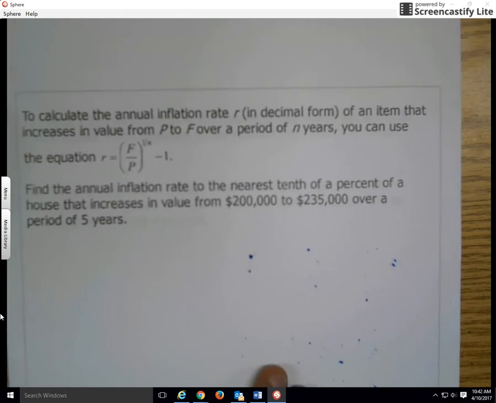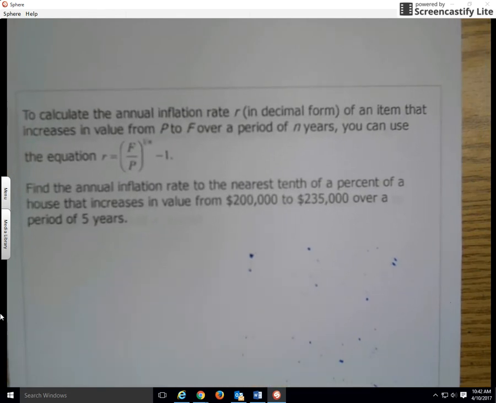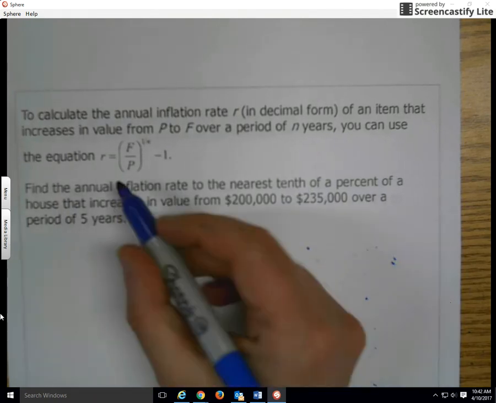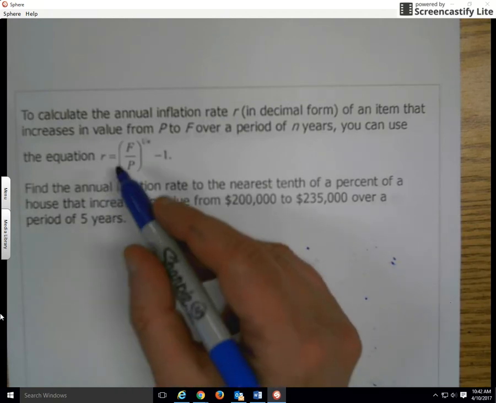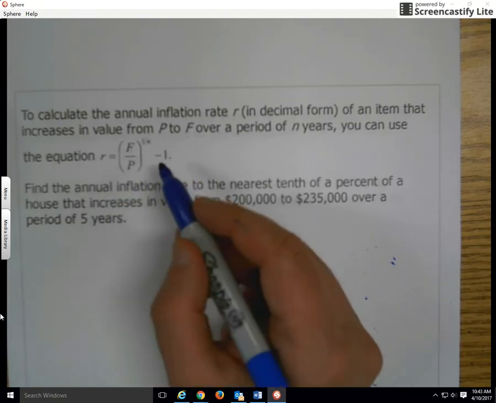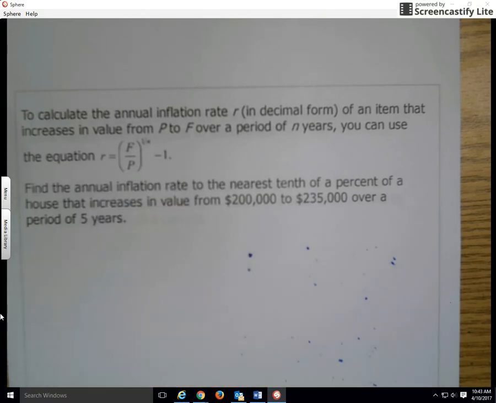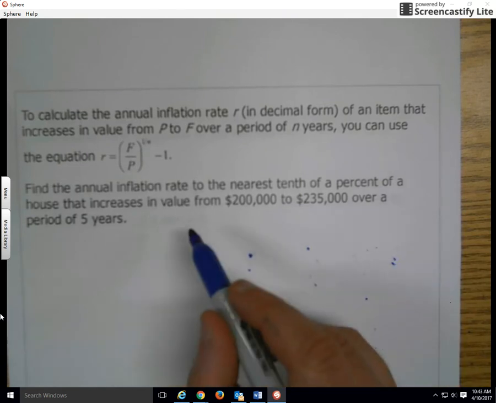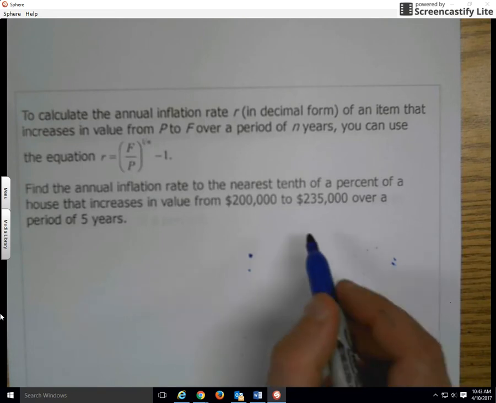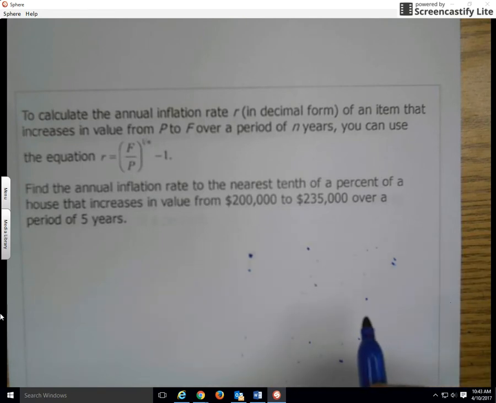Here's another example. It says to calculate the annual inflation rate, R, in decimal form of an item that increases in value from P to F over a period of n years, you can also use this equation. So it tells you a lot of information, but it basically just gives you the equation. R equals F over P to the 1 over n, minus 1. So this formula they found to always work. Nice. Okay. Find the annual inflation rate to the nearest tenth of a percent of a house that increases in value from 200,000 to 235,000 over a period of 5 years.